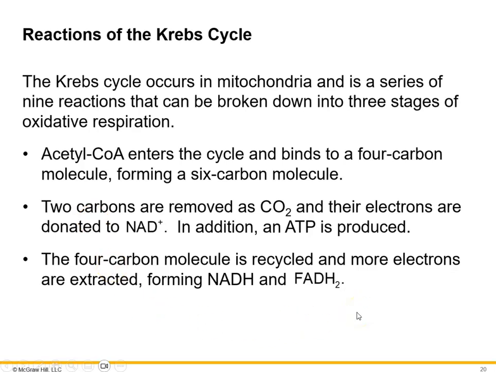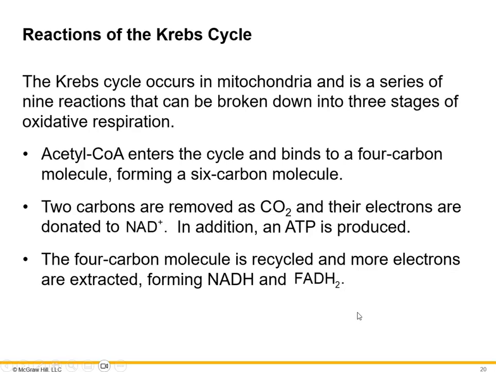So the first stage is acetyl-CoA enters the cycle, and it's going to bind to a 4-carbon molecule, which forms a 6-carbon molecule. Because we know that acetyl-CoA still only has 2 carbons on it. It's going to come together with a 4-carbon molecule. Now we have a 6-carbon molecule.